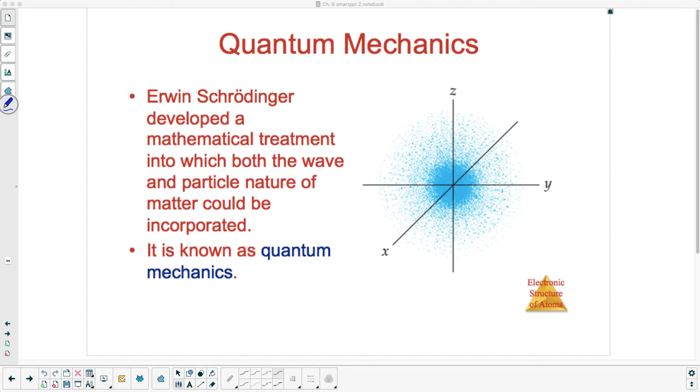This is the quantum mechanics part. So the physicist Erwin Schrödinger developed a mathematical treatment in which both wave and particle nature of matter could be incorporated. I don't know if you know this or not, but Einstein at one point said there is an issue with the duality of particles, where they acted like waves in one instance and they acted like point particles in another instance.